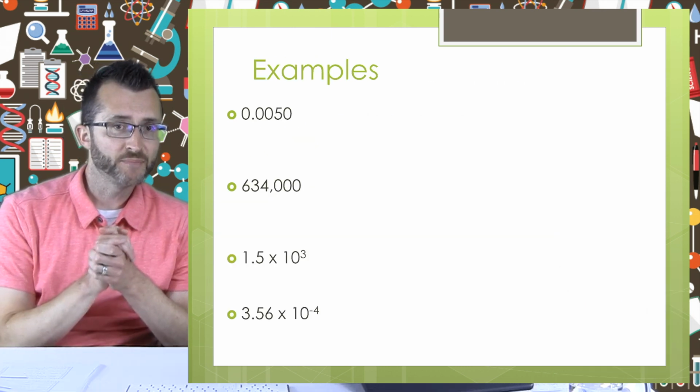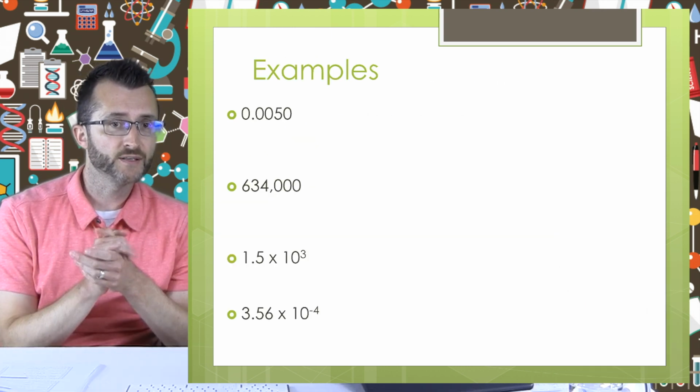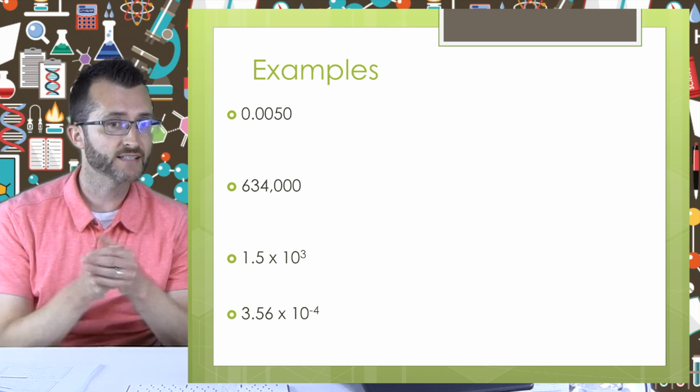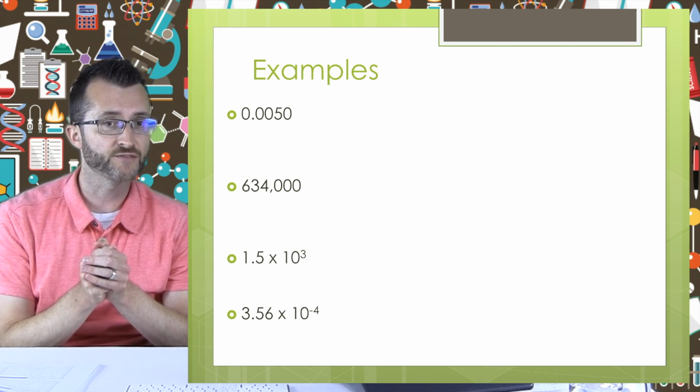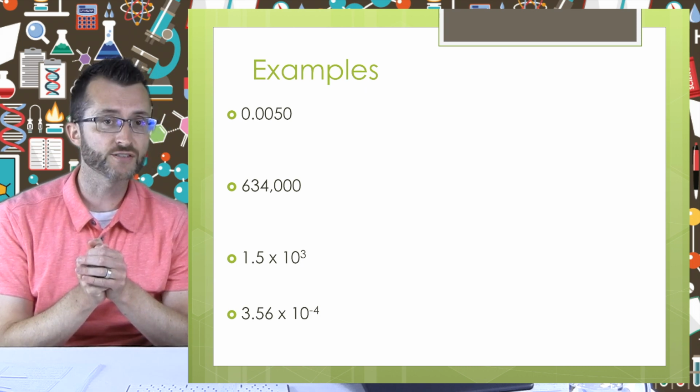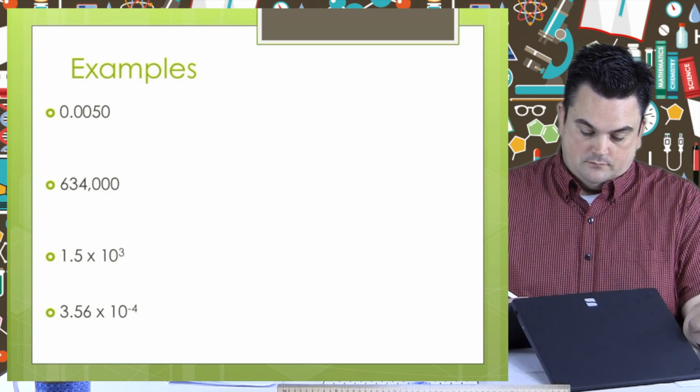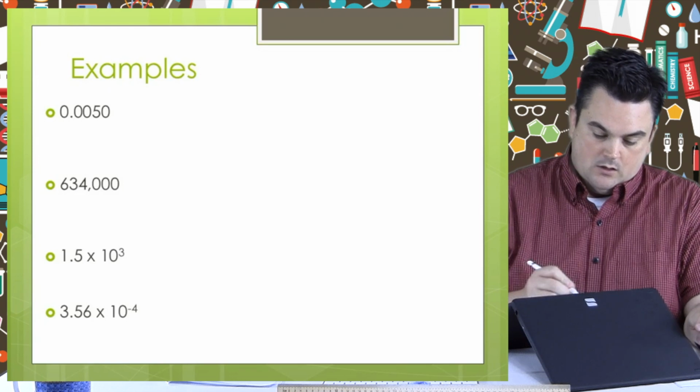Let's do some examples. In the first two, we're going to put numbers into scientific notation. In the second two, we're going to take them out of scientific notation and put them in standard form. Let's start with 0.0050. You ready, Shu? I am. All right, we want to put this into scientific notation. When we put things in scientific notation, we want the decimal after that first digit. So what's that going to look like?